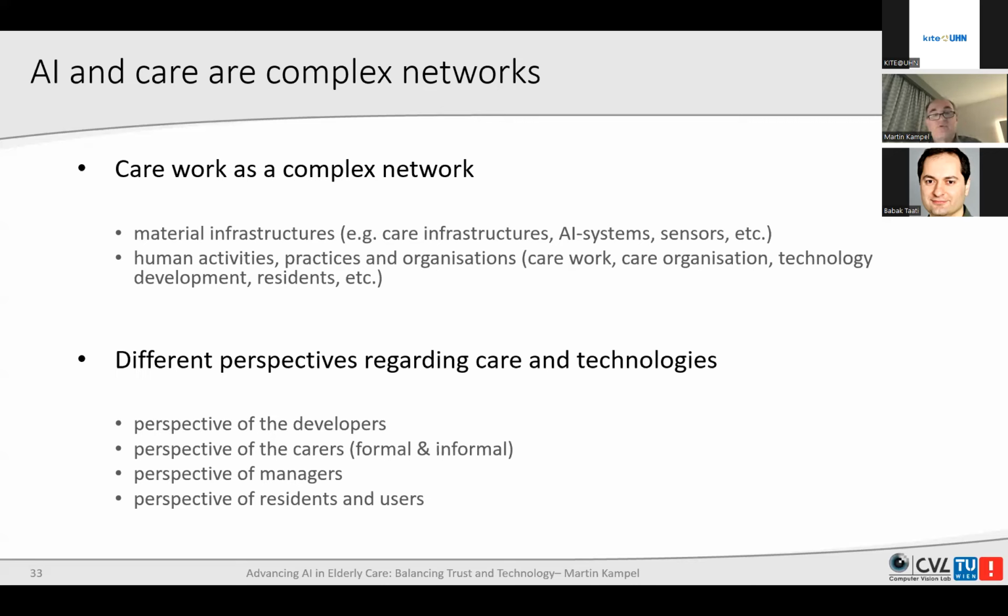And that also brings different perspectives regarding care and technologies. The perspective of the developers, who still do not have much insight into care practices. We have the perspective of the carers, formal and informal, and at least in Austria here, they are very, very skeptical of everything we propose. We have the perspective of the managers, who basically don't want to pay for it. And we have the perspective of the residents and users.